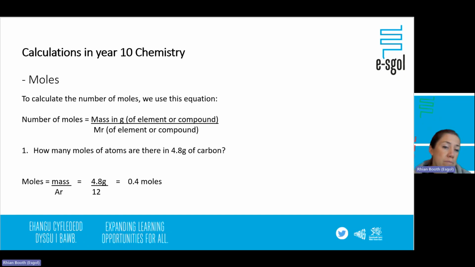So what information are we being given there? Well, we're asked to calculate the number of moles. We know there's 4.8 grams of carbon. Okay, so that's your mass in grams. And we also know the MR or AR of carbon, which is 12. So 4.8 divided by 12 gives you 0.4 moles.